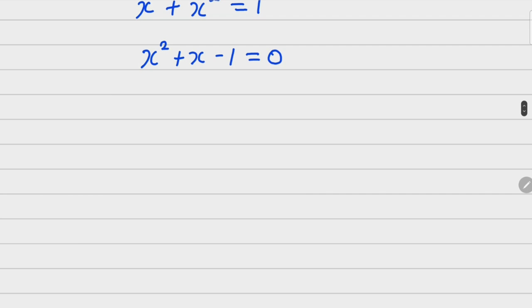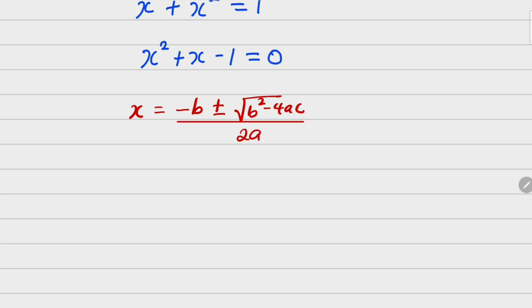Because it cannot be factorized, I will employ the quadratic formula, which says that x is equal to minus b plus or minus root of b squared minus 4ac, all over 2a. Now, in doing this, I need to know the values of my a, b, and c. Recall that the normal format of a quadratic equation is ax squared plus bx plus c is equal to 0. So I'll bring down the equation given to me.